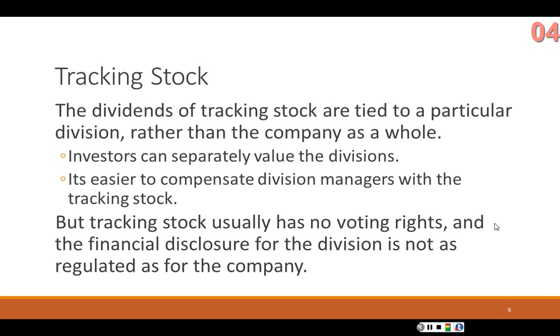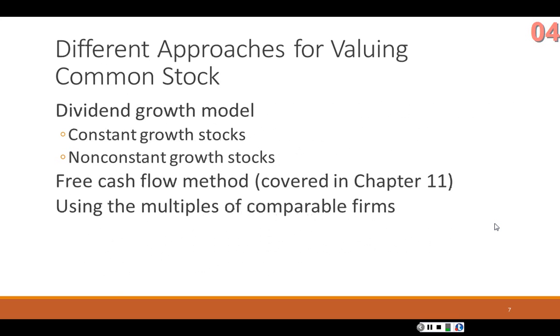Tracking stock usually has no voting rights, and the financial disclosures for the division are not as regulated as they are for the entire company. So as I said at the introduction, the main thing that we're going to do in this chapter is value common stock. We have 3 different methods. We have the dividend growth model, where we can assume constant growth or non-constant growth. We have the free cash flow method, and we can use price earnings multiples.